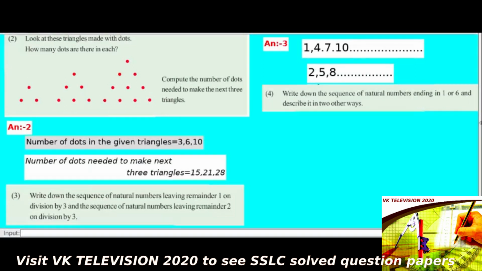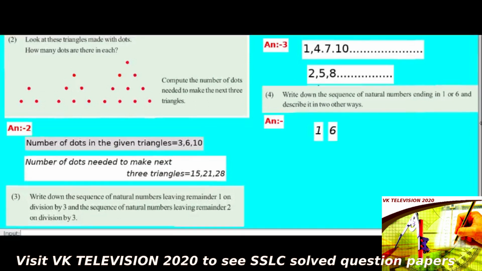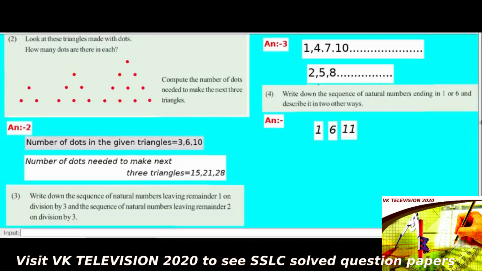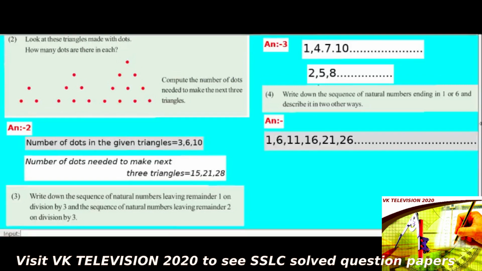Next question. Write down the sequence of natural numbers ending in 1 or 6 and describe it in 2 other ways. So we are asked to write the sequence of natural numbers ending in 1 or 6. The first number is 1. Second is 6. The third number is 11. The next is 16. Okay, this is the sequence 1, 6, 11, 16, 21, 26, etc.